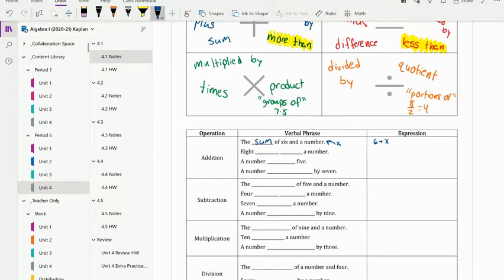8 blank a number, right? So we'll say 8 less than a number. Okay, well, I'm sorry. Whoops, we're talking about addition here. That's my bad. 8 more than a number.